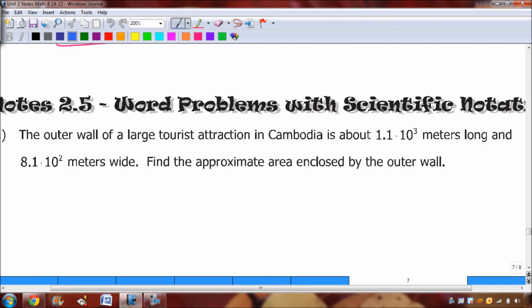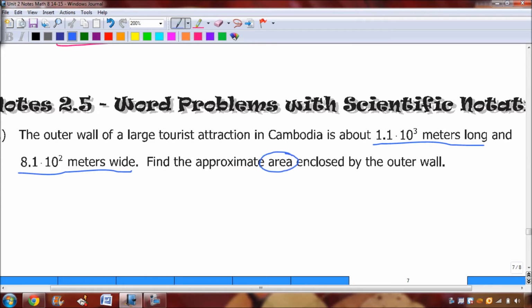The outer wall of a large tourist attraction in Cambodia is about 1.1 times 10 to the 3rd meters long and 8.1 times 10 to the 2nd meters wide. Find the approximate area enclosed by the outer wall. I'm going to circle area because that's what I want to figure out.